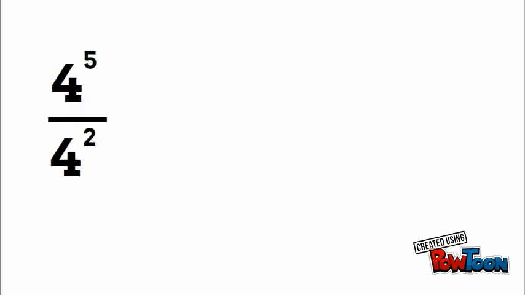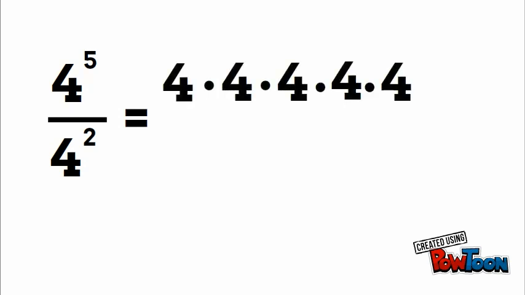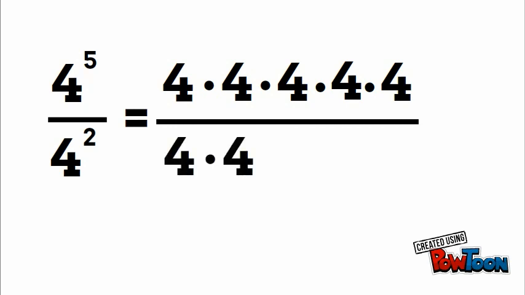So let's start with this integer exponent example. You have 4 to the 5th divided by 4 squared. 4 to the 5th means you have 4 multiplied by itself 5 times, divided by 4 squared, which is 4 times 4.